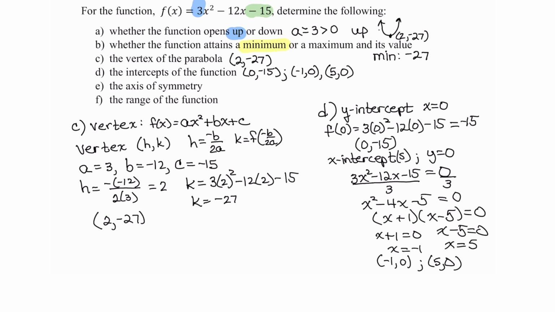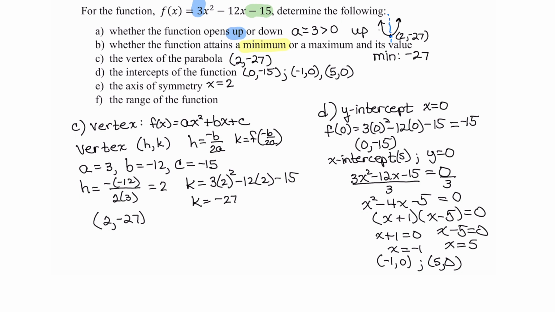Okay, next up, axis of symmetry. The axis of symmetry is the line of symmetry through the parabola. So back up to our little sketch here. It'll be that vertical line that goes through the vertex. And when I think of the equation of a vertical line, it's x equal a constant. And here it has to be x equal the x-coordinate of my vertex. So x equal 2 is my axis of symmetry.